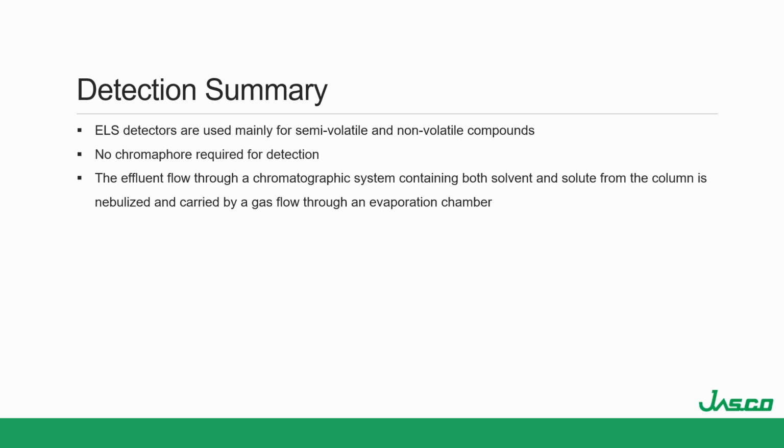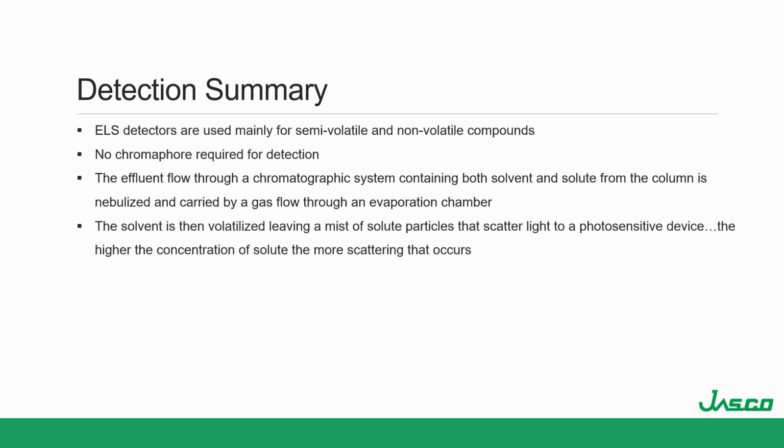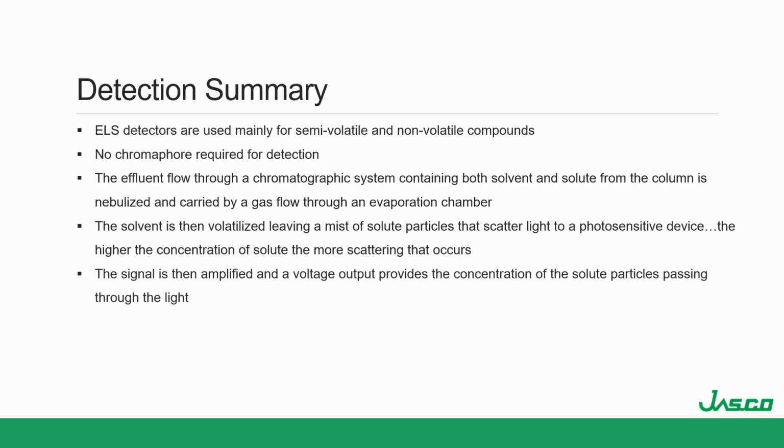Basically, as your mobile phase flows through the chromatographic system, both your solvent and solute from the column is nebulized and carried by a gas flow through an evaporation chamber. The solvent is then volatilized, leaving just your solute particles that scatter light. The higher the concentration of the solute, the more scattering that occurs. The signal is then amplified, and a voltage output provides the concentration of the solute particles passing through the light.